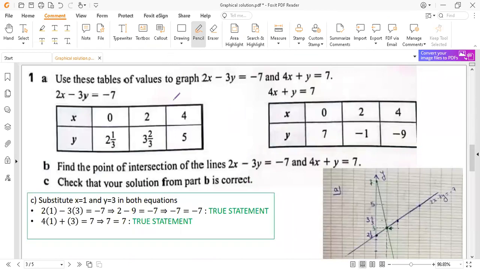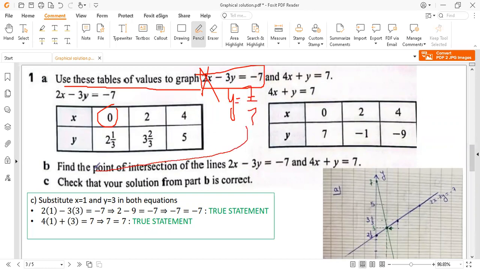So let's move to a numerical example. Use a table of values to graph 2x minus 3y equal to minus 7. Normally, we take x equal to 0. We substitute 0 for x in this equation, so we obtain 2 by 0, which equals 0. So minus 3y equal to minus 7. We divide both sides by minus 3 to obtain y equal to minus 7 over minus 3, so 7 over 3, which is equivalent to 2 and 1 over 3.